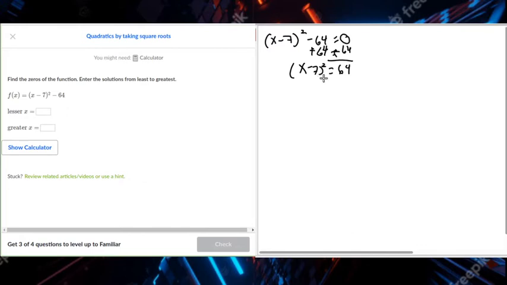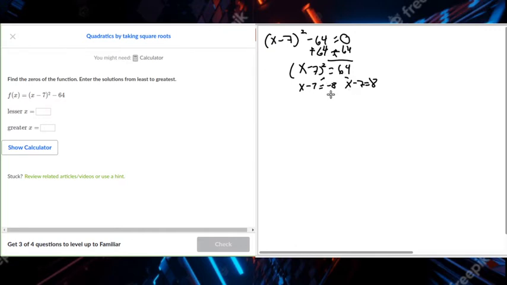I'm going to take the square root of both sides. So I'll get x minus 7, and we're going to get two answers, right? We're going to get x minus 7 equal to negative 8, and then x minus 7 is equal to positive 8, because positive 8 squared is 64 and negative 8 squared is 64. And then we're going to have to solve these two equations. So it's going to break off into two groups here.